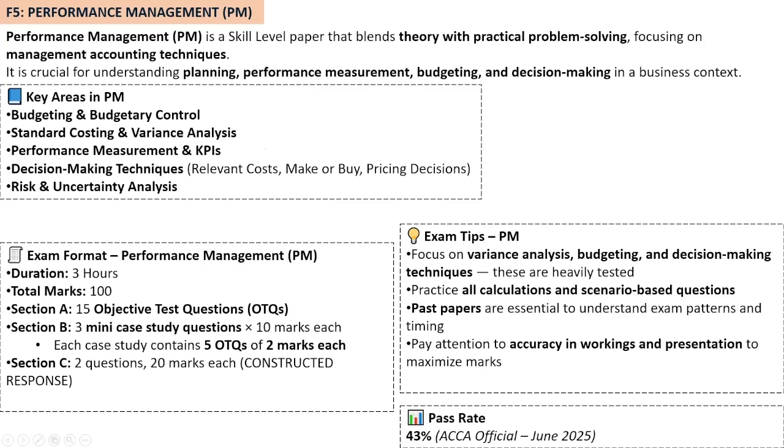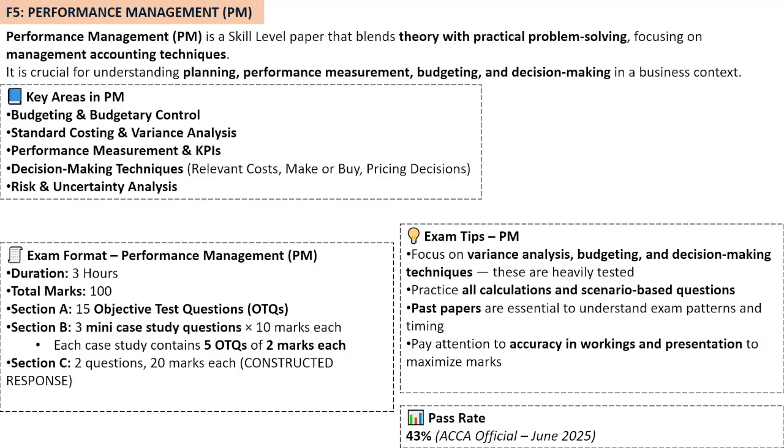The first paper is performance management. Performance management is a skill level paper that blends theory with practical problem solving, and it focuses on management accounting techniques. It is crucial for understanding planning, performance measurement, budgeting and decision making in a business context. The key areas in PM which you have to focus on are budgeting and control, standard costing and variance analysis, performance measurement and KPIs, and decision making techniques: relevant cost, make or buy, pricing decisions, and risk and uncertainty analysis.